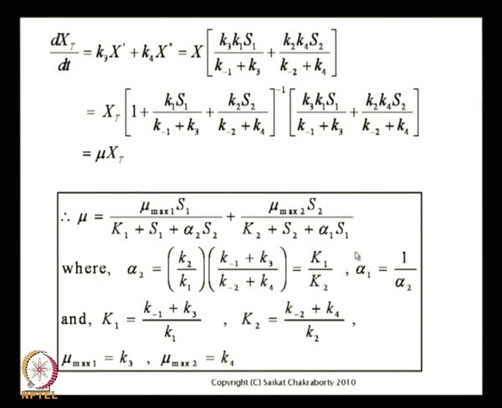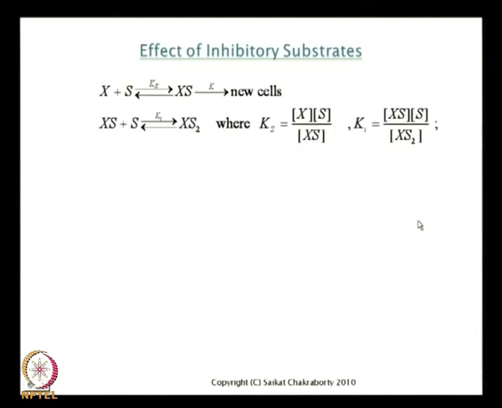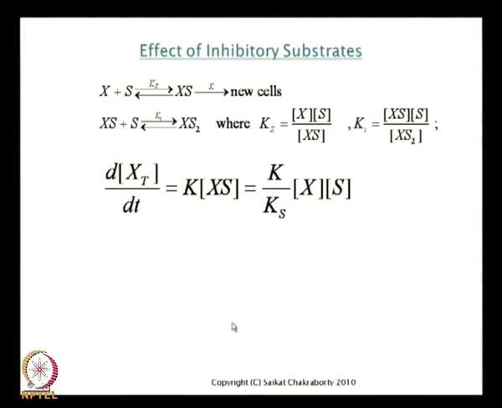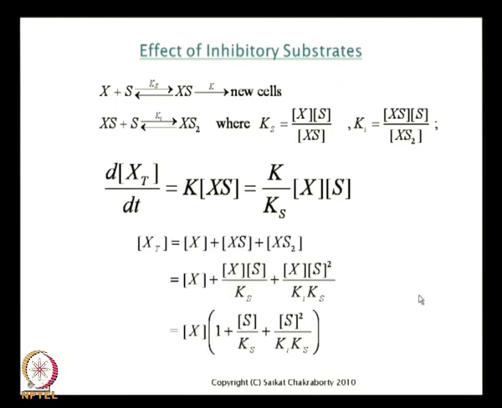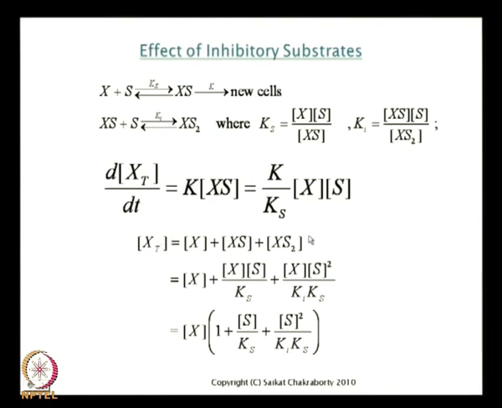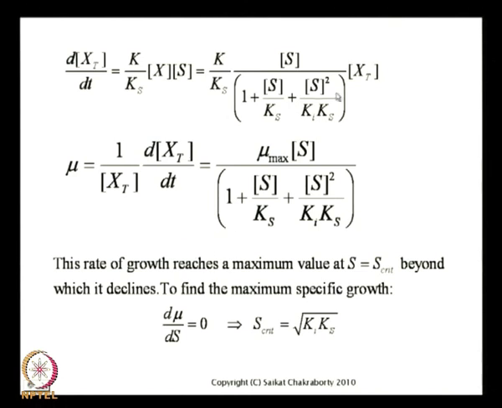So, we can do a similar kind of analysis using multiple substrates. The one that I am doing is the case of substrate inhibition. So, the reaction for that substrate inhibition was X plus S giving XS, and XS reacts with S again to give XS2, which does not produce new cells. If you remember, these were all the derivations, let me not go through them. This Xt was the sum of the 3: X plus XS plus XS2, and then we went through this, and this is what we found.